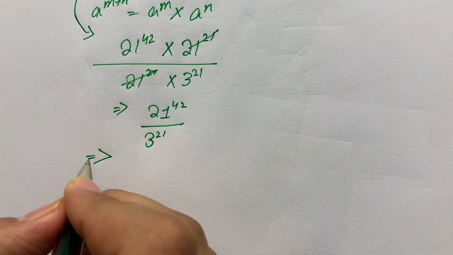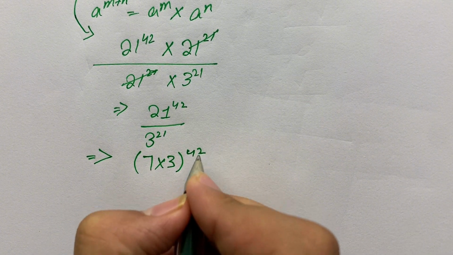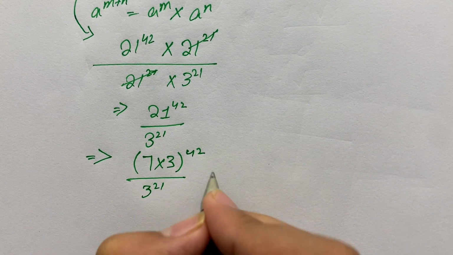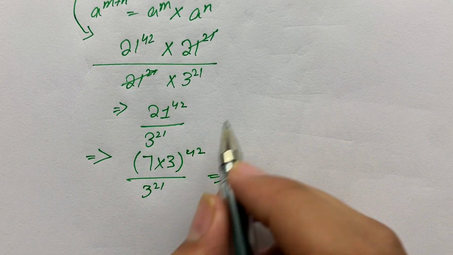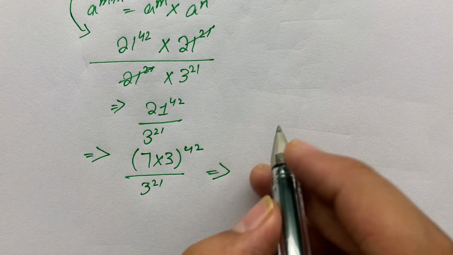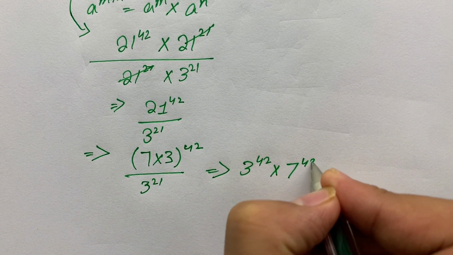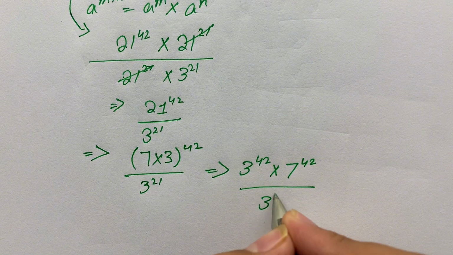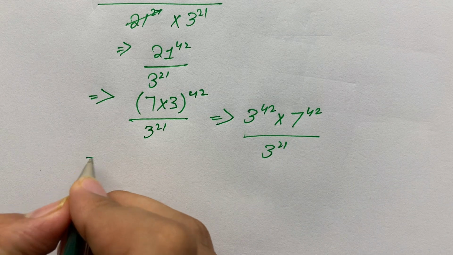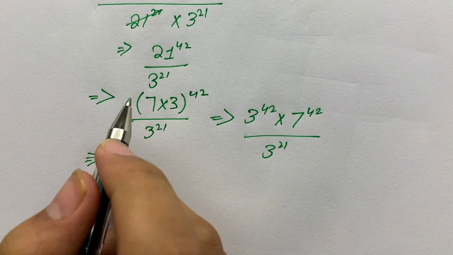As you know, 21 is 7 multiplied by 3, so (7 times 3)^42, and this divided by 3^21. And now, as we know that 21 is 7 times 3, we write 3^42 times 7^42 divided by 3^21. And the next step.